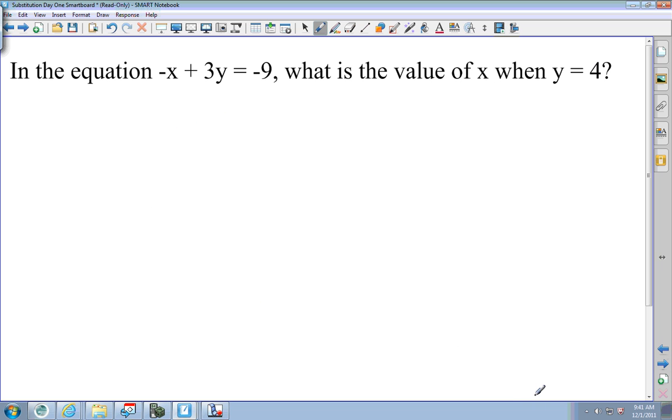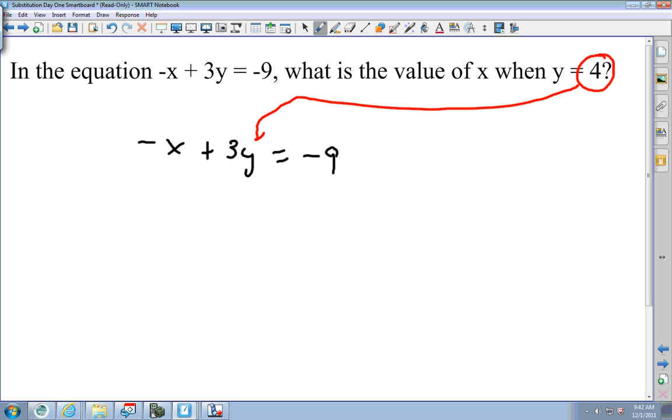Here's the next one. Write this down. Write negative x plus 3y equals negative 9. If some of the boards and markers aren't working, you can always do this on paper. That's up to you. Now this says when y is 4. So you'll take this, and I will substitute it in here for y.